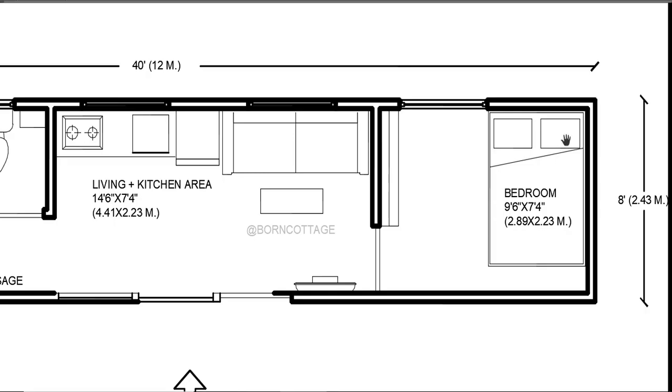And after that, if we go on the right side, so we have bedroom number 1 here. You can see here the bed arrangement and wardrobe arrangement. Also we have a large size window for ventilation and light purpose of this room.